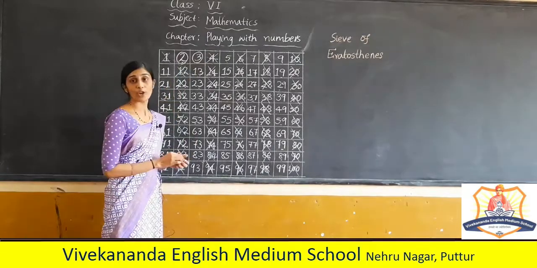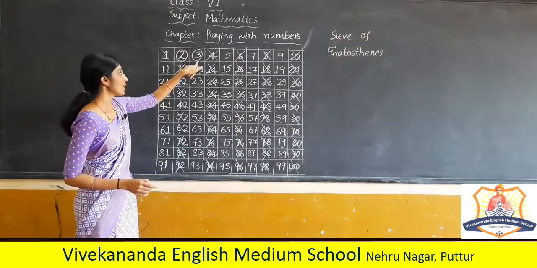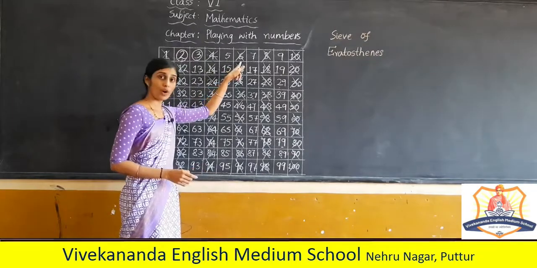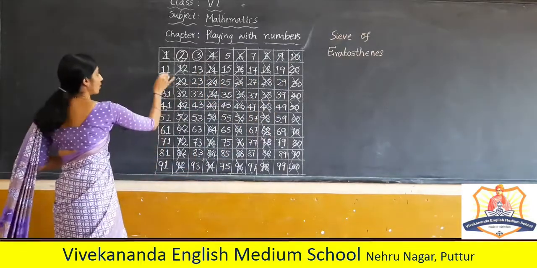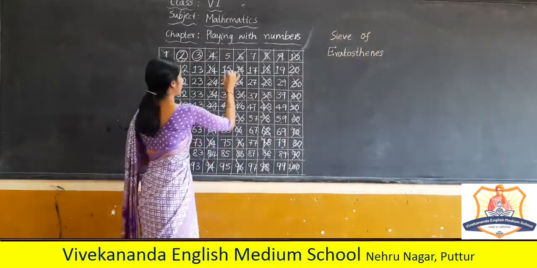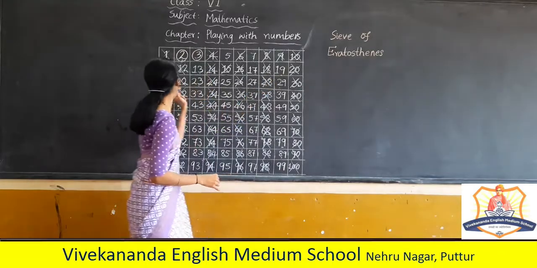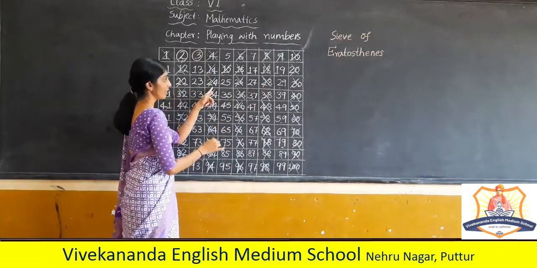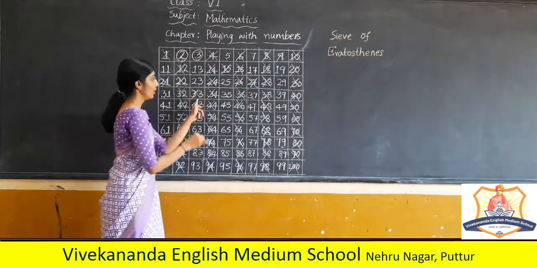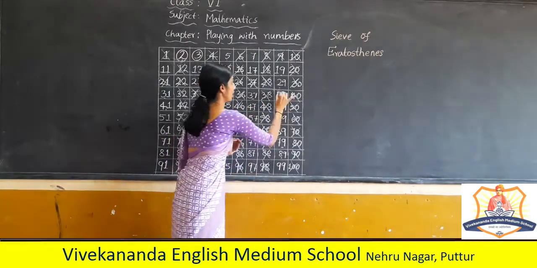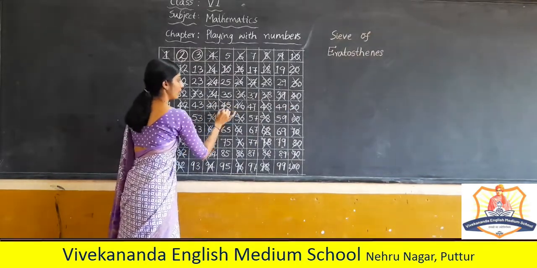Now, let us cross mark the numbers which are the multiples of 3. 3 ones are 3, 3 twos are 6, anyhow already done. 3 threes are 9, right? 12 already done. 15, 3 fives are 15, 3 sixes are 18, over, 21, 24, 27, 30, 33, 36 over, 39, 42 over, 45.